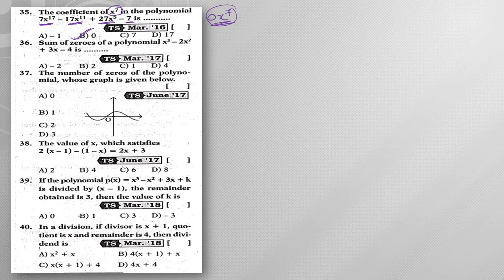Next, the sum of zeros of the polynomial x cube minus 2x square plus 3x minus 4. Since this is a cubic polynomial, the sum of zeros is given by minus x square coefficient by x cube coefficient. So what is the x square coefficient here? The x square coefficient is minus 2 and the x cube coefficient is 1. So minus of minus 2 by 1 gives me plus 2. Hence the answer is plus 2.